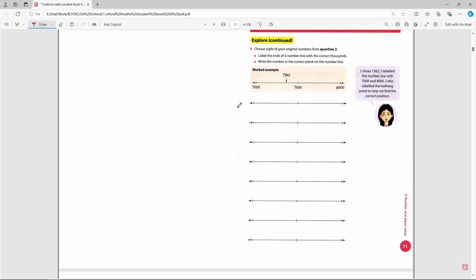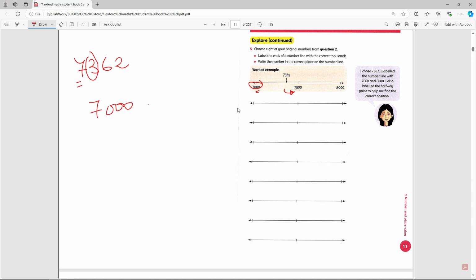And then here you have a number line. You're going to choose a number, for example, in this case 7,362, which is, by the way, closest to 7,500. But we don't say 7,500. It depends on which number you are rounding into. If you're rounding to the thousands, it's nearest to 7,000, because we have 7,362. If you round it to the thousands, the previous number is 3, which is less than 5. So it's nearest to 7,000.